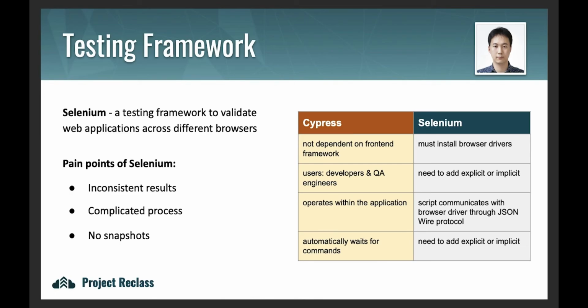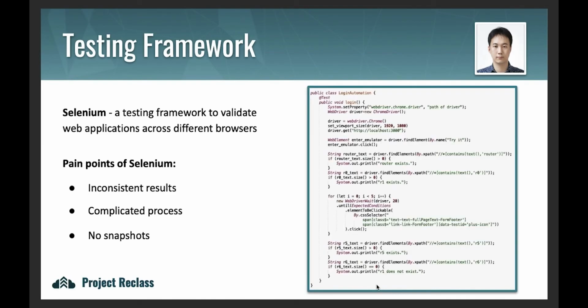Selenium script and browser driver communicate through JSON wire protocol, which is very complicated, while Cypress operates within the app. Like this, we didn't go with Selenium because it had these pain points: inconsistent results, complicated process, and no snapshots. This is a Selenium test example. This does the same thing as the Cypress example I've shown earlier. You can see the Selenium test is longer, more complicated, and also requires a lot of things to import, while Cypress does not.